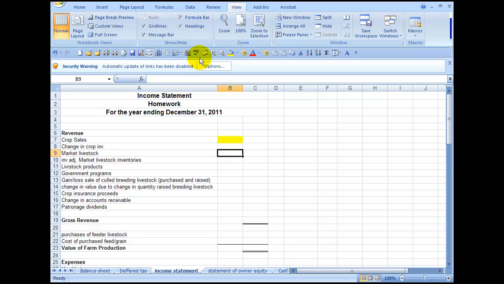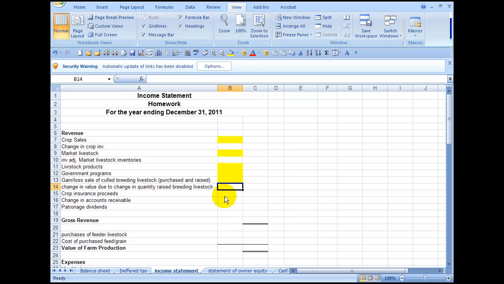Market livestock is the sales of my livestock, so it's yellow. Then there's an inventory adjustment. Livestock products would be like dairy and eggs, milk and eggs. Government programs, that would be cash that I'd be receiving. Gains, losses on sale of culled breeding livestock, purchased and raised. We're calling it a gain loss, but it's up here in the revenue section, so this is really the sales that I'd have of breeding livestock.